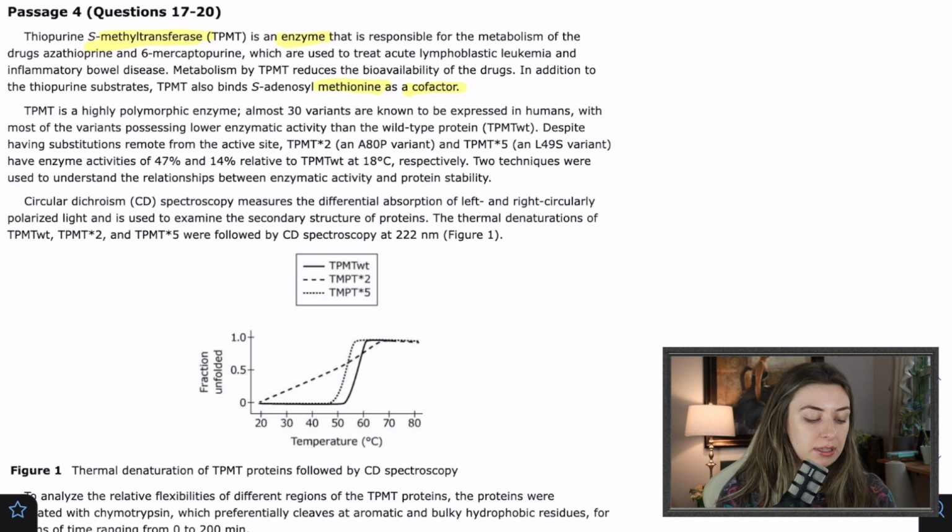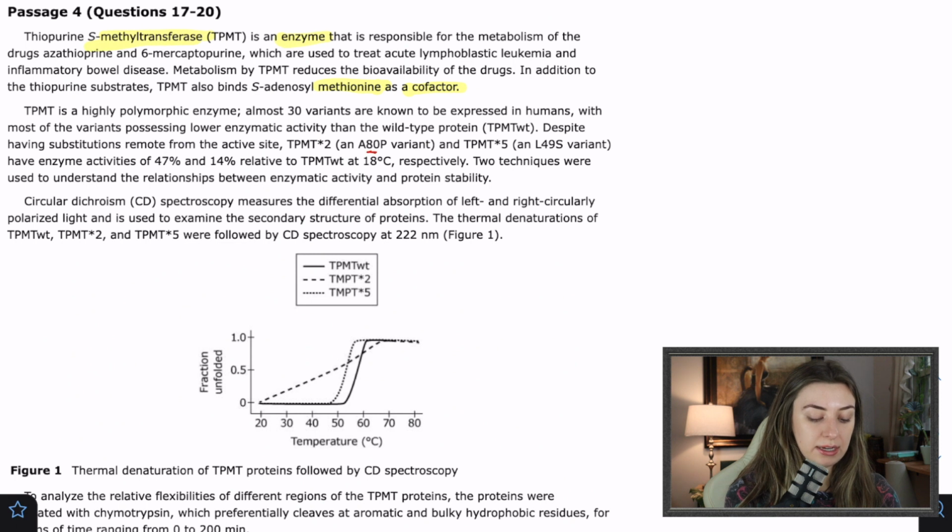TPMT is a highly polymorphic enzyme. Almost 30 variants are known to be expressed in humans, with most of the variants possessing lower enzymatic activity than the wild-type protein. Despite having substitutions remote from the active site, TPMT2, an A80P variant, and TPMT5, an L49S variant, have enzyme activities of 47% and 14% relative to the wild type at 18 degrees Celsius, respectively. So you do need to know these, they come up all the time, and it took me a while to understand what they were saying.